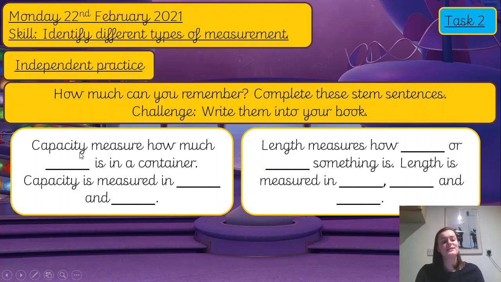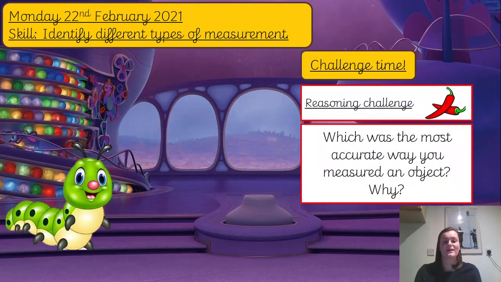Okay, so hopefully you said capacity measures how much liquid is in a container. Capacity is measured in millilitres and litres. Again, you could have just written ml and L. You didn't have to write the whole words, but if you did, well done. And length measures how long or short something is. Length is measured in millimetres, centimetres and metres. Well done if you got them. Give yourselves a big tick or a pat on the back.